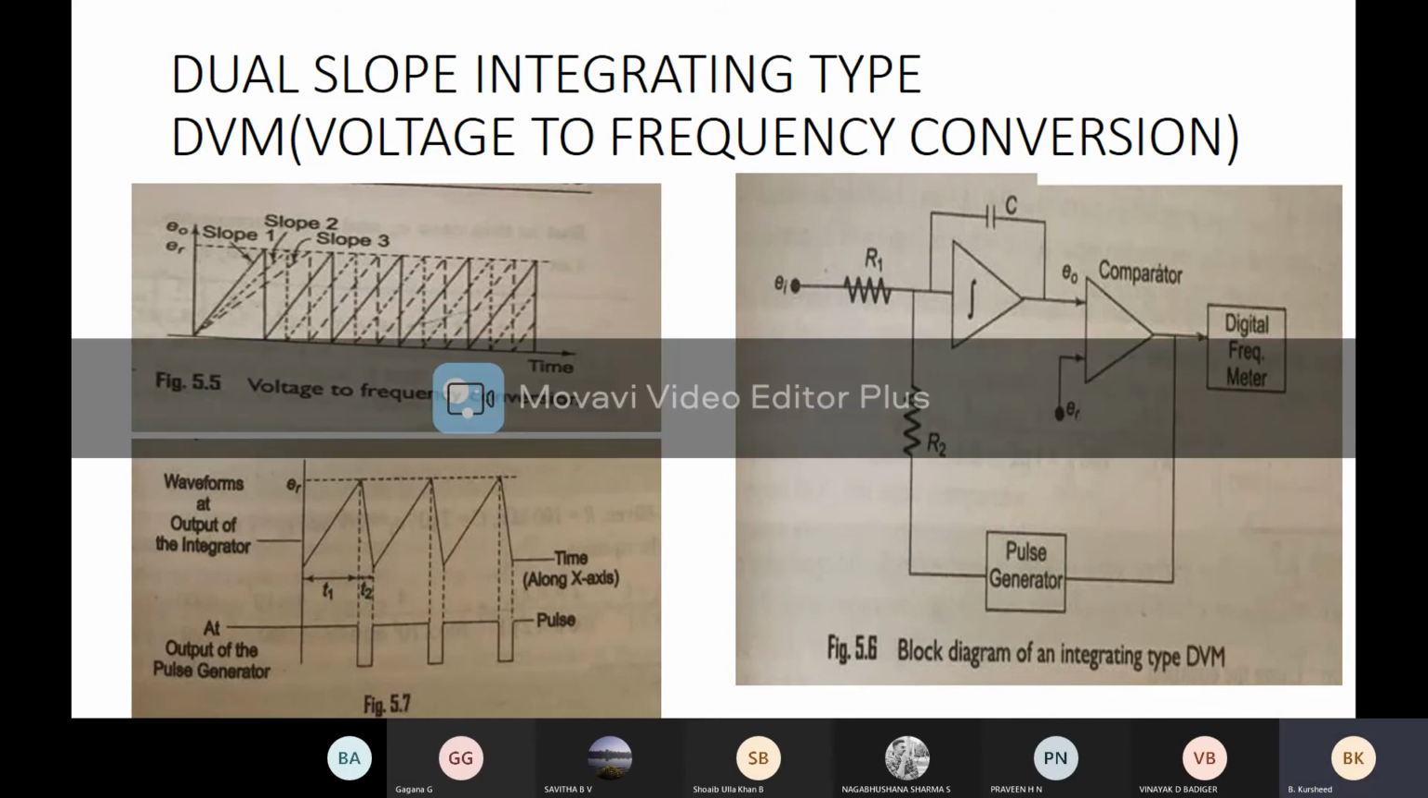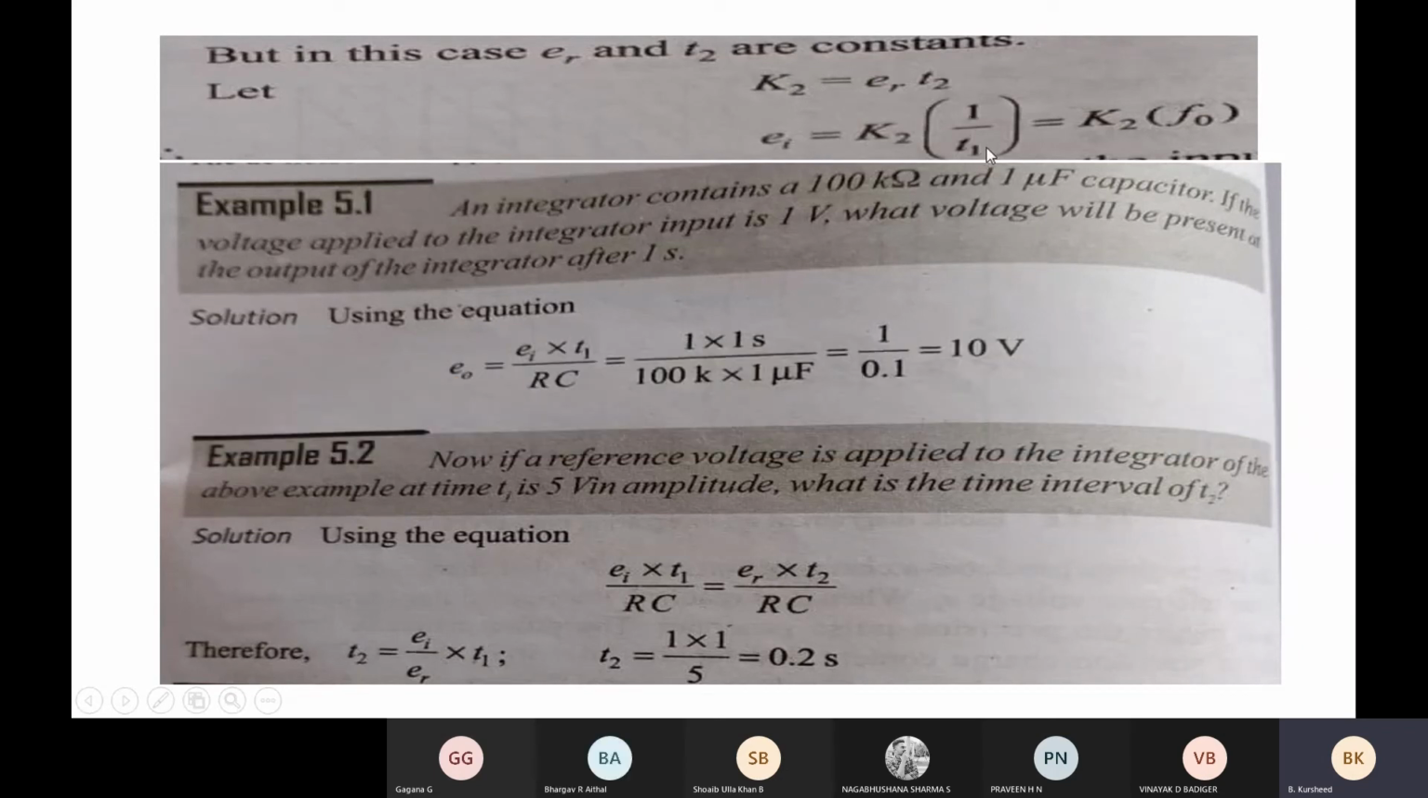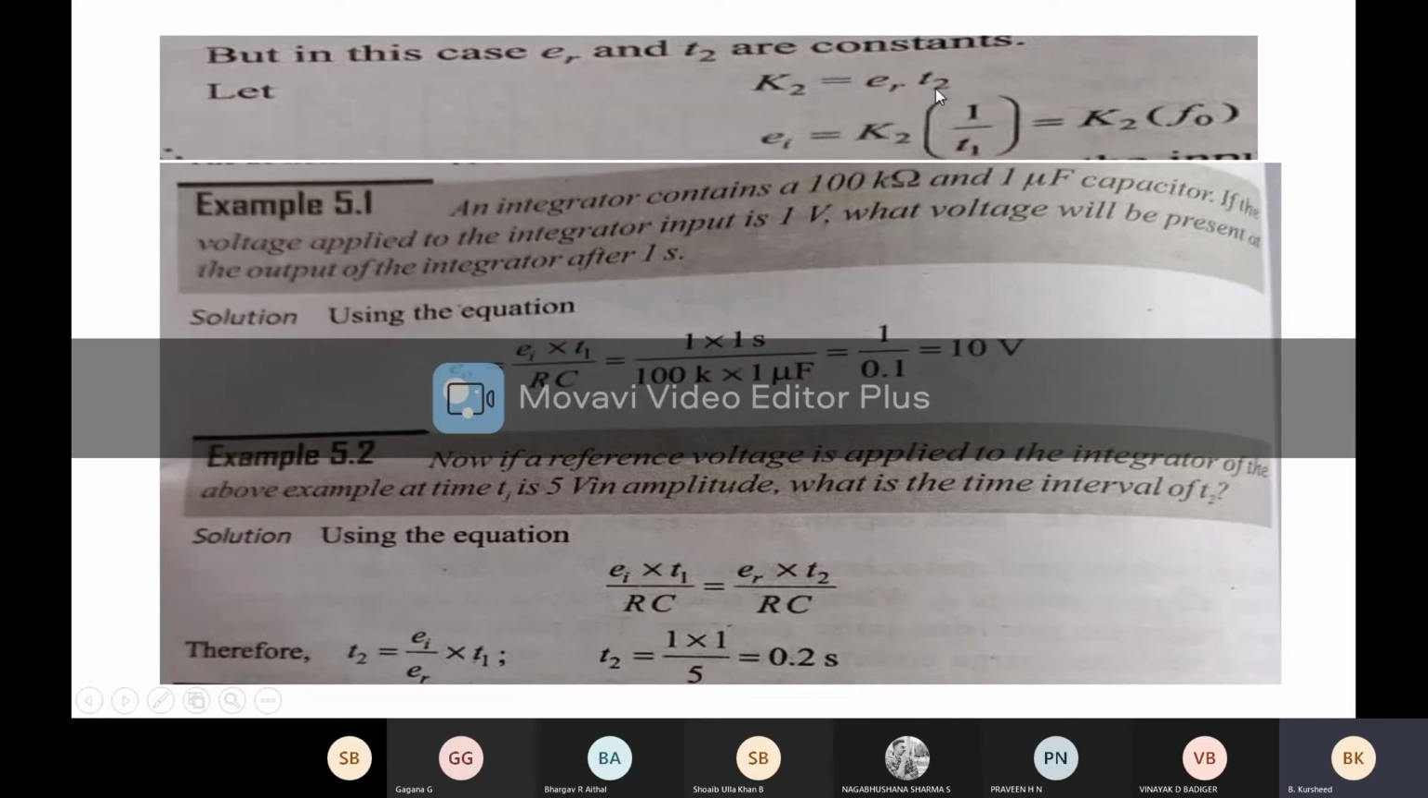So the formula is given here. It is written: K2 is equal to ER into T2. EI is equal to K2 into 1 by T1. Write down this one: EI is equal to K2 into 1 by T1. K2 is nothing but ER into T2. This is the formula. You directly remember.